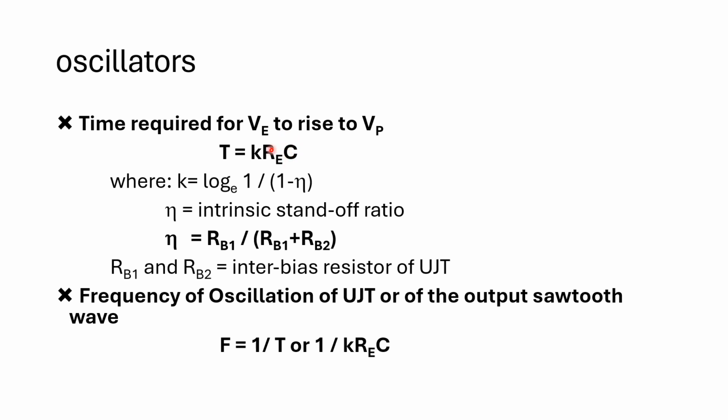The combination of R and C here, where K is log to the base e of 1 over 1 minus this symbol, wherein this is the intrinsic standoff ratio. The intrinsic standoff ratio depends on the type of UJT that you're going to make use of. Okay, so RB1 and RB2 are interbase resistors of our UJT. So the frequency of oscillation of UJT, or of the output sawtooth wave, is simply 1 over T, or simply 1 over K RE C. So your RC combination here is your time constant.